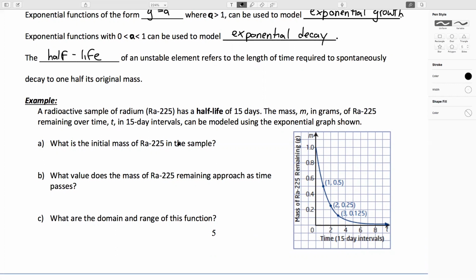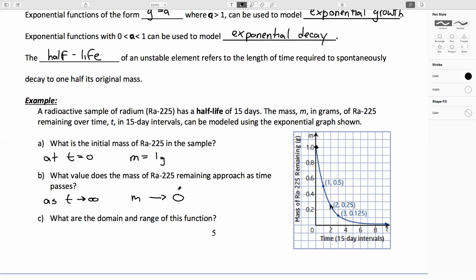So the initial mass is going to be whatever the mass is when time is 0. So at t equals 0, we have a mass of 1 gram. What value does the mass of radium-225 remaining approach as time passes? Well, after 1 half-life, we're down to 1/2 a gram. After 2, 0.25. After 3, 0.125. It's pretty clear that this is getting closer and closer to 0. So as time approaches infinity, our mass is going to approach 0.